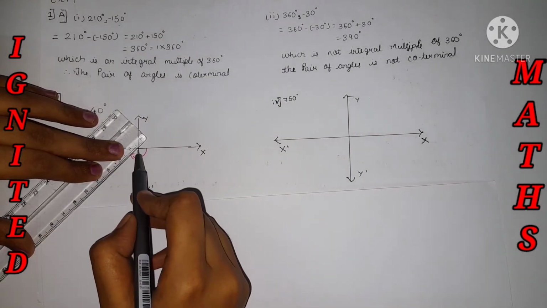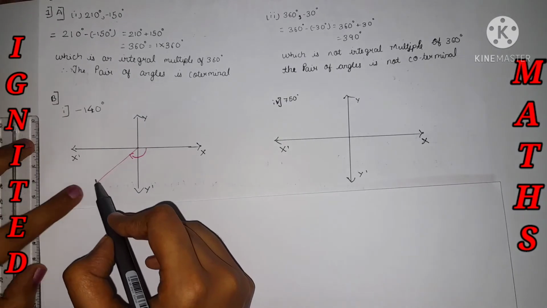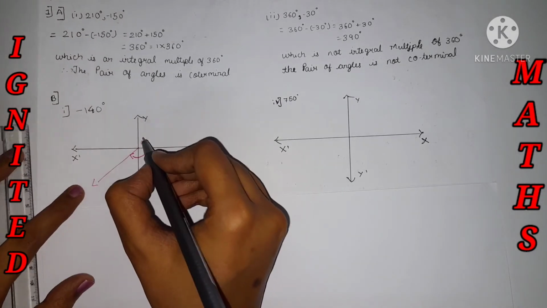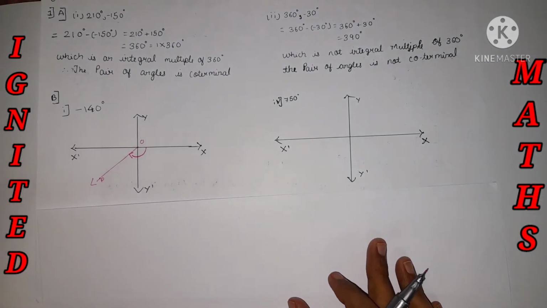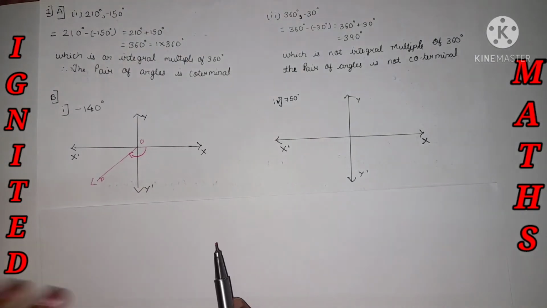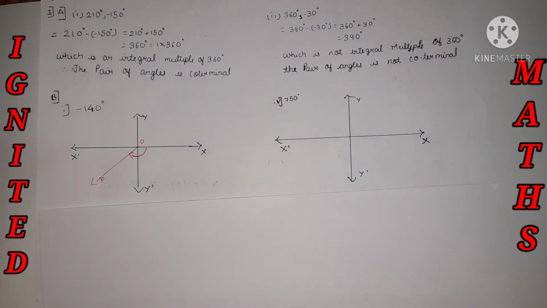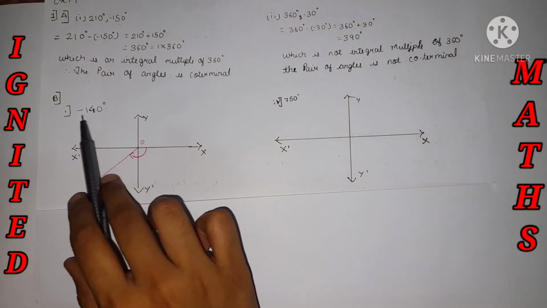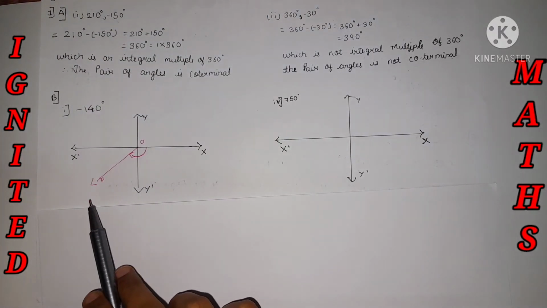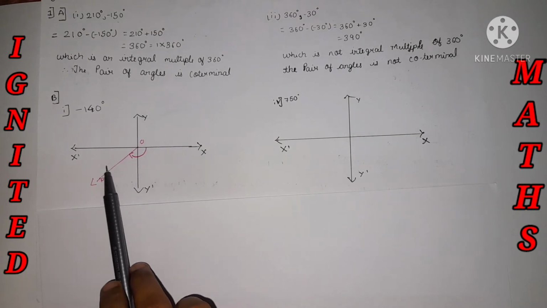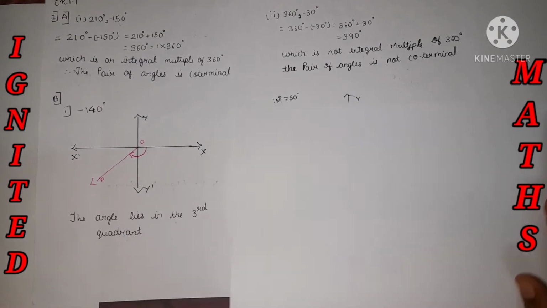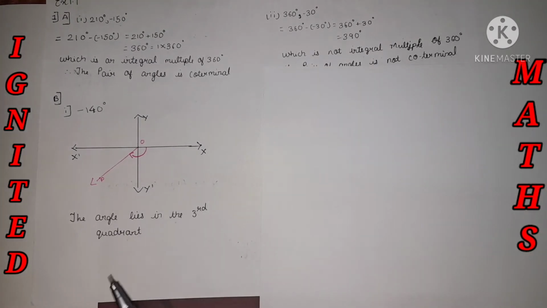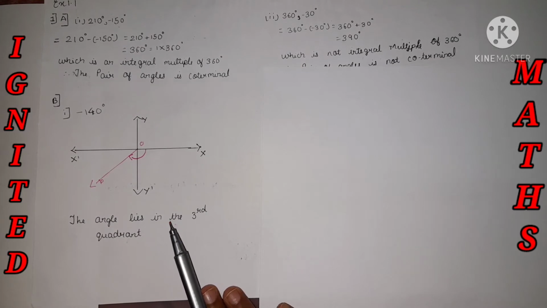Yes, construct a ray so that we can find this. May be the origin O, and let's take the point P. Okay, so the angle is minus 140 degrees, and the question asks at which quadrant it lies. So we need to determine the quadrant. We have completed the minus 140 degrees, but we need to specify the quadrant, that is first, second, third, fourth. Now the angle lies in the third quadrant, so we need to specify that the angle lies in the third quadrant. We have completed the first question.